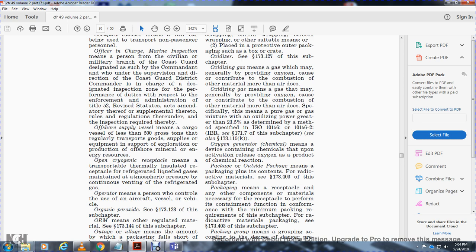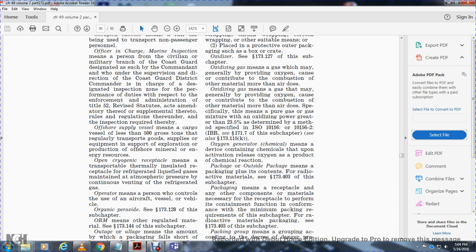Offshore supply vessel means a cargo vessel less than 500 gross tons, required for regular transportation of goods supplied for the inner support of the exploration and production of offshore mineral or energy resources. Open cryogenic receptacle means a transportable thermally insulated receptacle with the refrigerated liquefied gas maintained at atmospheric pressure by the continuous venting of the refrigerated gas.